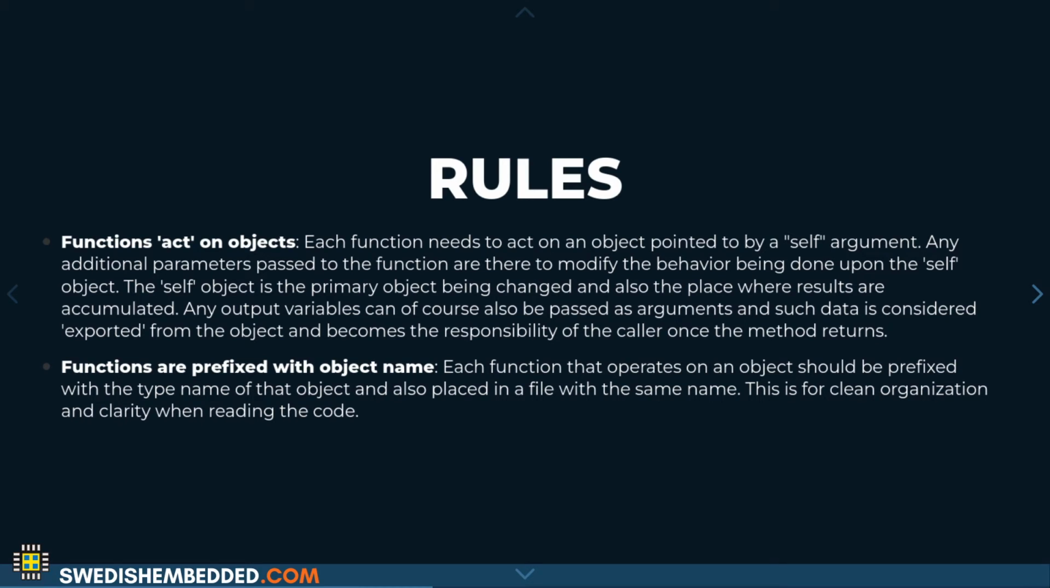So when you apply the object pattern, it becomes very clear that you're passing this instance, and that is the instance that is referred to as the self. That is the instance you're actually operating on. You're acting on that instance. And functions are prefixed with the object name. This also makes it very clear that this function is operating on a particular instance of a type.